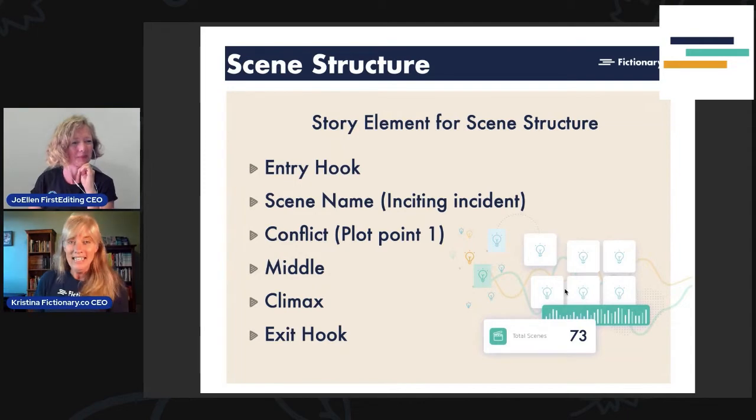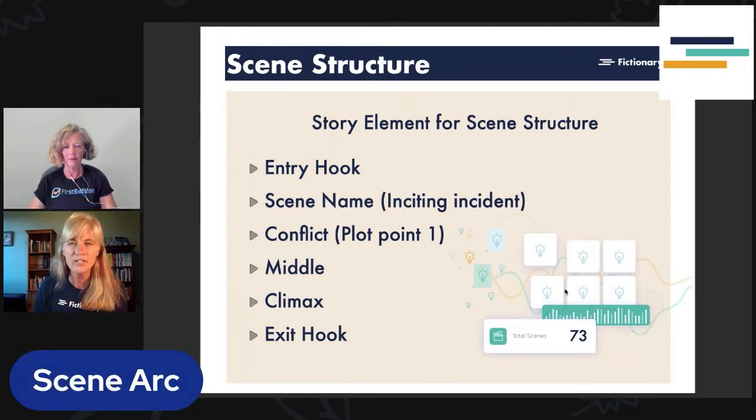Continuing on. So just to back up to the scene structure: entry hook, scene name, and in this case, it's an inciting incident. And the conflict in this case is a plot point one. Then we have the middle, the climax, and an exit hook. You don't have to have all of the story arc scenes in every scene. I'm just listing these here because it shows a brilliant use of them, of what makes a great scene. And so when you're evaluating your scene, it is a good idea to look at, do you have some of the key points off of the story arc in the scene?